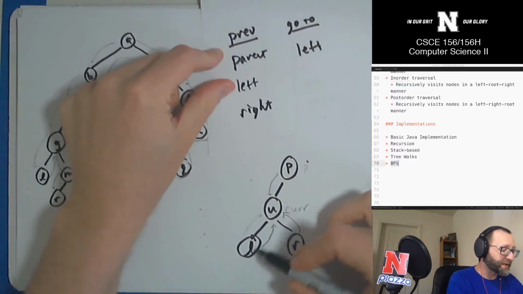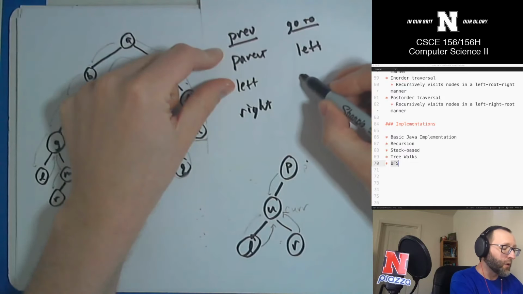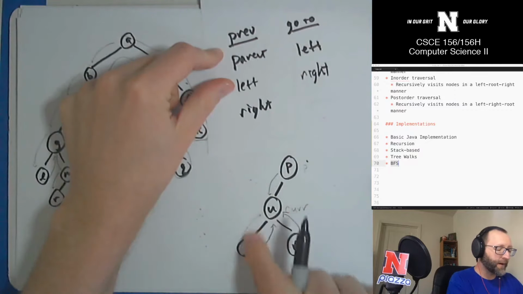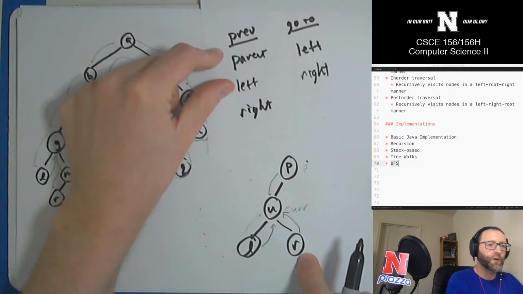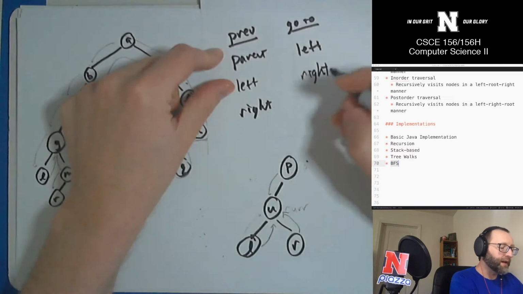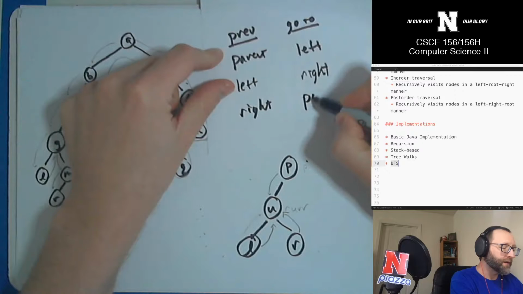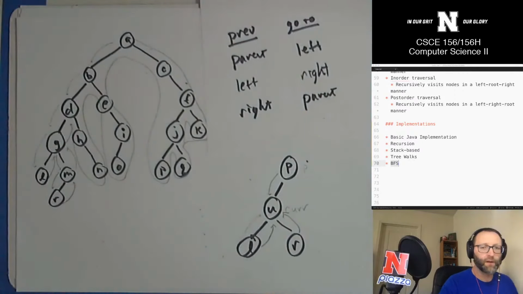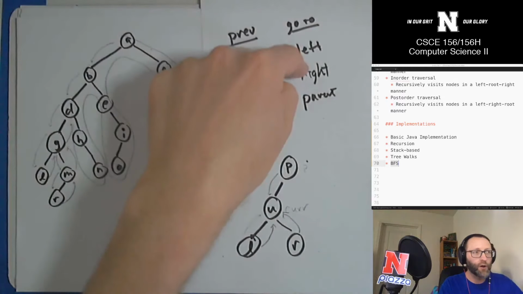Otherwise, if my previous is the left, then I need to go right. Because I'm coming back up, I've processed the left subtree, and now I need to go down and process the right subtree. Otherwise, if my previous is right, then I go to the parent. And that's how I do a tree walk. A tree walk is very, very simple. All you need to do is distinguish between these three cases, and it tells you where to go next.